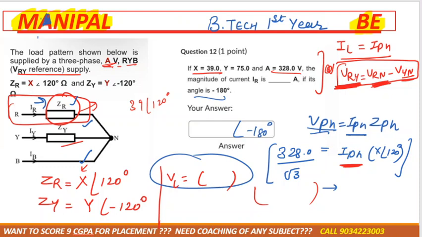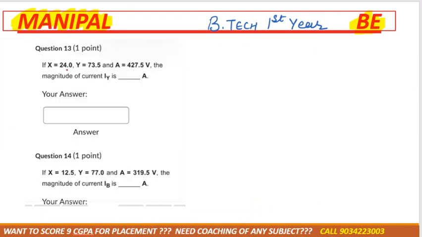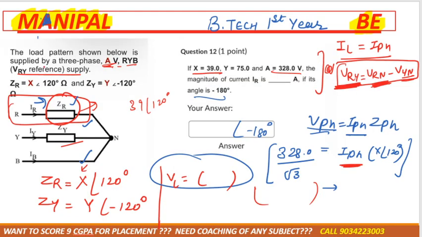Tell me. See, in the next part they are asking, voltage they have given, X, current they have given, angle they have given, the magnitude of current IY. In the last case they are asking IR, and in this case they are asking IY. So can we do it by the same pattern?